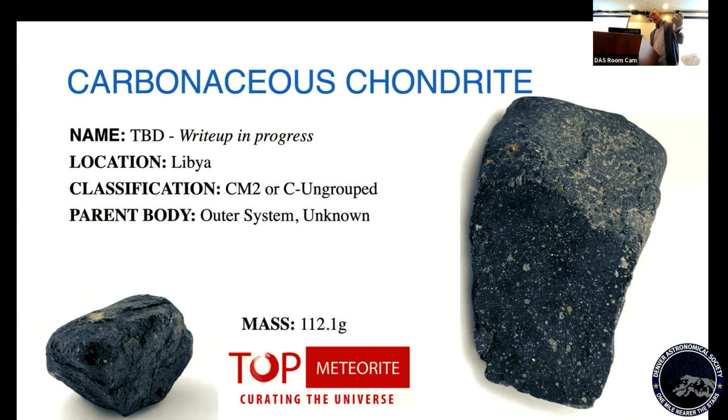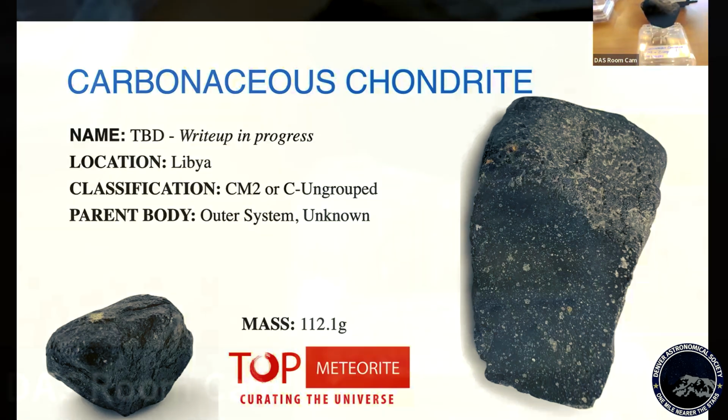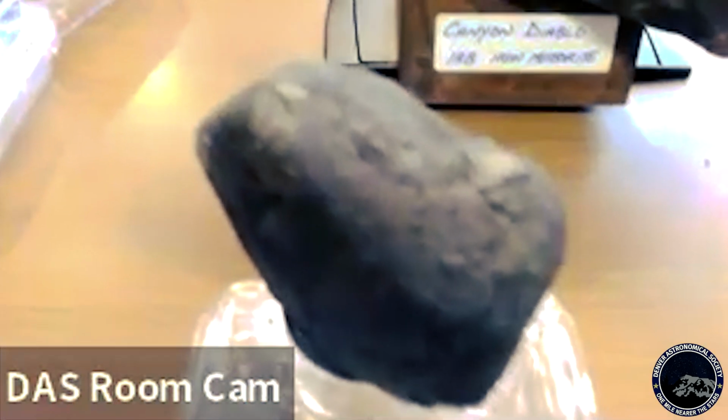The C ungrouped is another possibility. And until we get oxygen isotope analysis back from our colleagues at the Open University, Dr. Richard Greenwood, we won't really know whether or not it's a CM2 or a C ungrouped. And essentially, we just need to have the oxygen isotopes plotted, and that will tell us roughly where in the solar system it formed and whether or not it plots to the already known CM2s, or if it plots somewhere completely different, which then makes it ungrouped.